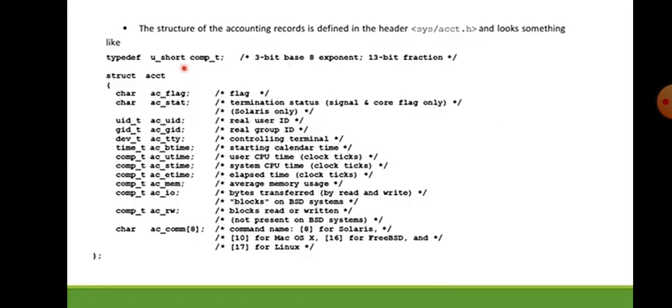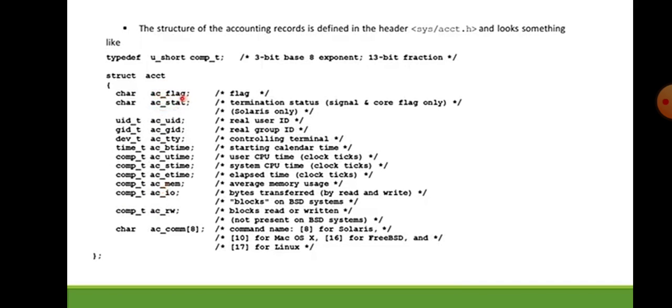Okay, so these are some of the points we need to know with respect to process accounting. The accounting details are maintained by using the data type acct, which is a structure, and these are the heterogeneous values of the process that got recorded, right? So this contains the recording information. Let us see each one of these.